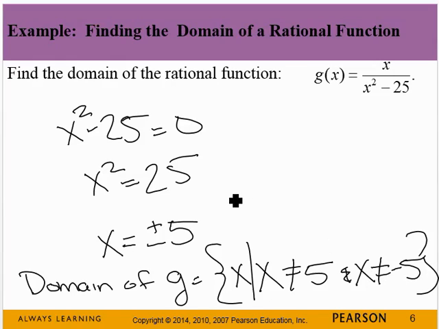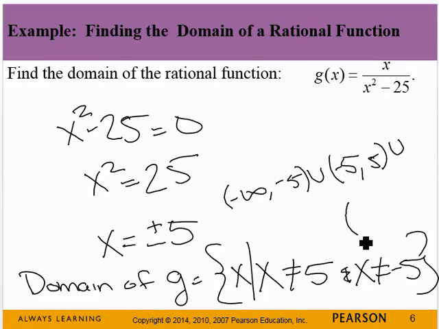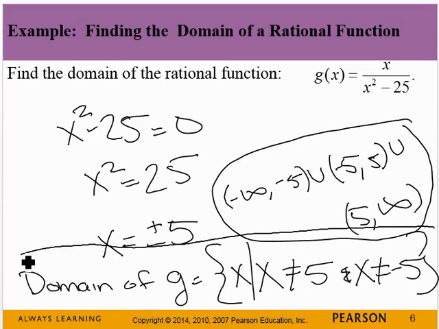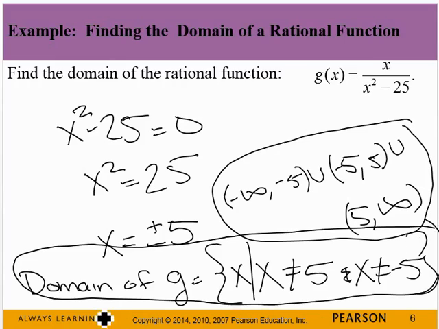The other way is our interval notation. So we have negative infinity to negative 5 with the union of negative 5 to 5, union 5 to infinity. This is one way of writing it. These both say the same exact thing. So it's just a matter of what you want to write it in or what it asks you to write it in.